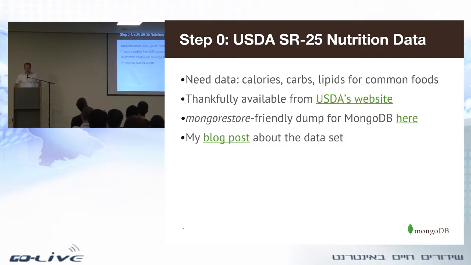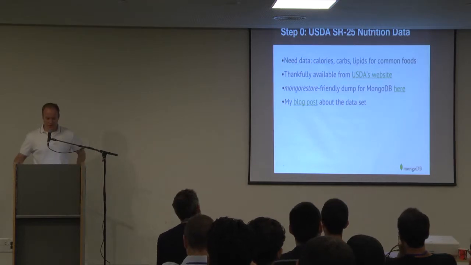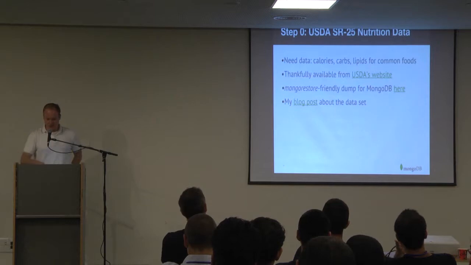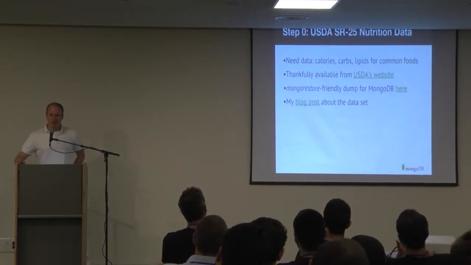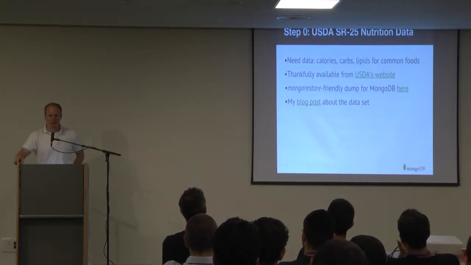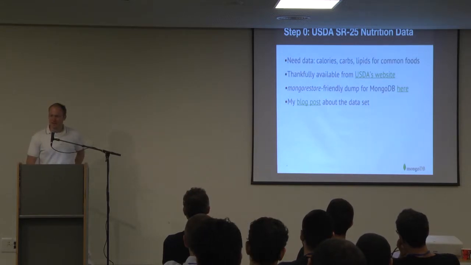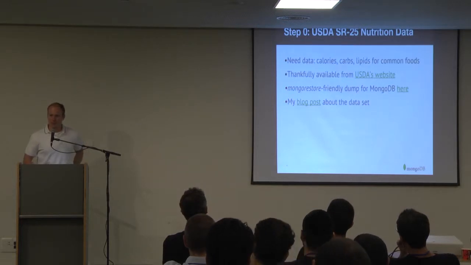So the first step is just getting the data set that we need to build out this application. We need to have things like calories and all of these nutrient facts, and it's available from the USDA's website. I ported this over to MongoDB, and if you download this presentation, you'll be able to click on that link, download the data set, and put it into your own MongoDB database using mongorestore, which is a utility that comes with your MongoDB installation that lets you take a dumped file and put it back into your current MongoDB installation. And again, I also have a blog post about the data set that will explain in deeper detail what this data set actually is.